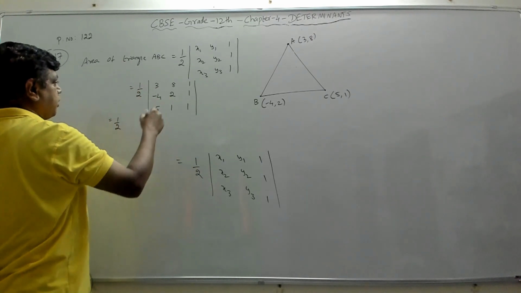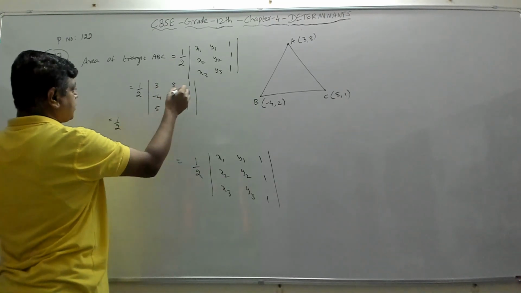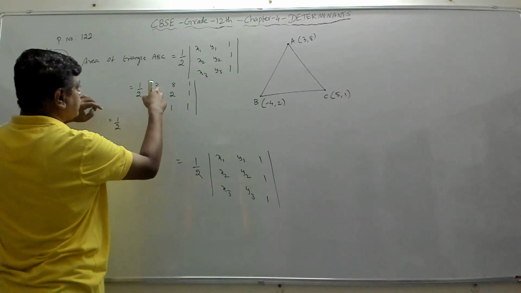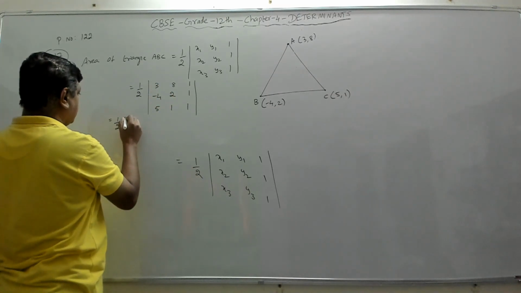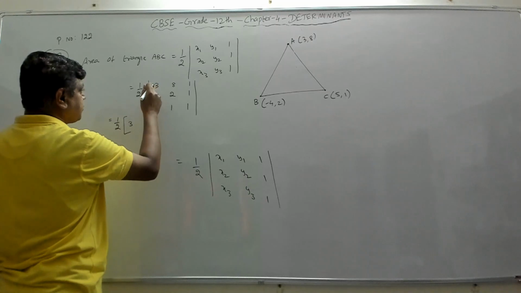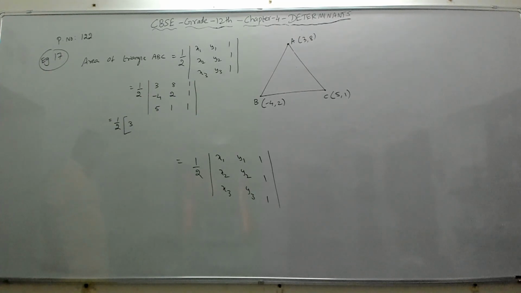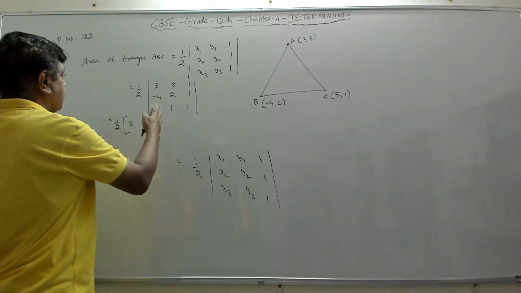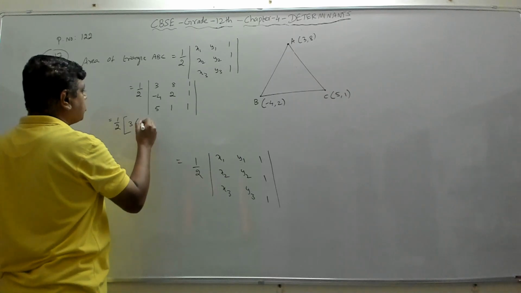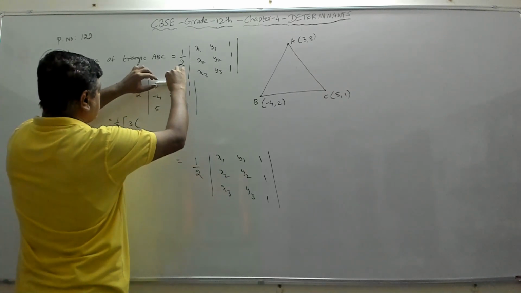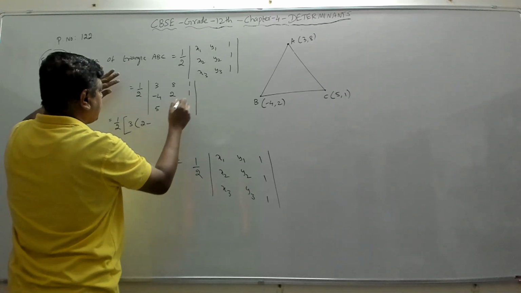Now we can expand the determinant through any row or any column. Right? So if we expand this, what do we get? We can expand through R1 or C1, it doesn't matter. Okay, we'll expand along column 1. So that will become half into 3 into, so this row and column will get closed, 2 into 1 is 2, minus 1 into 1 is 1.